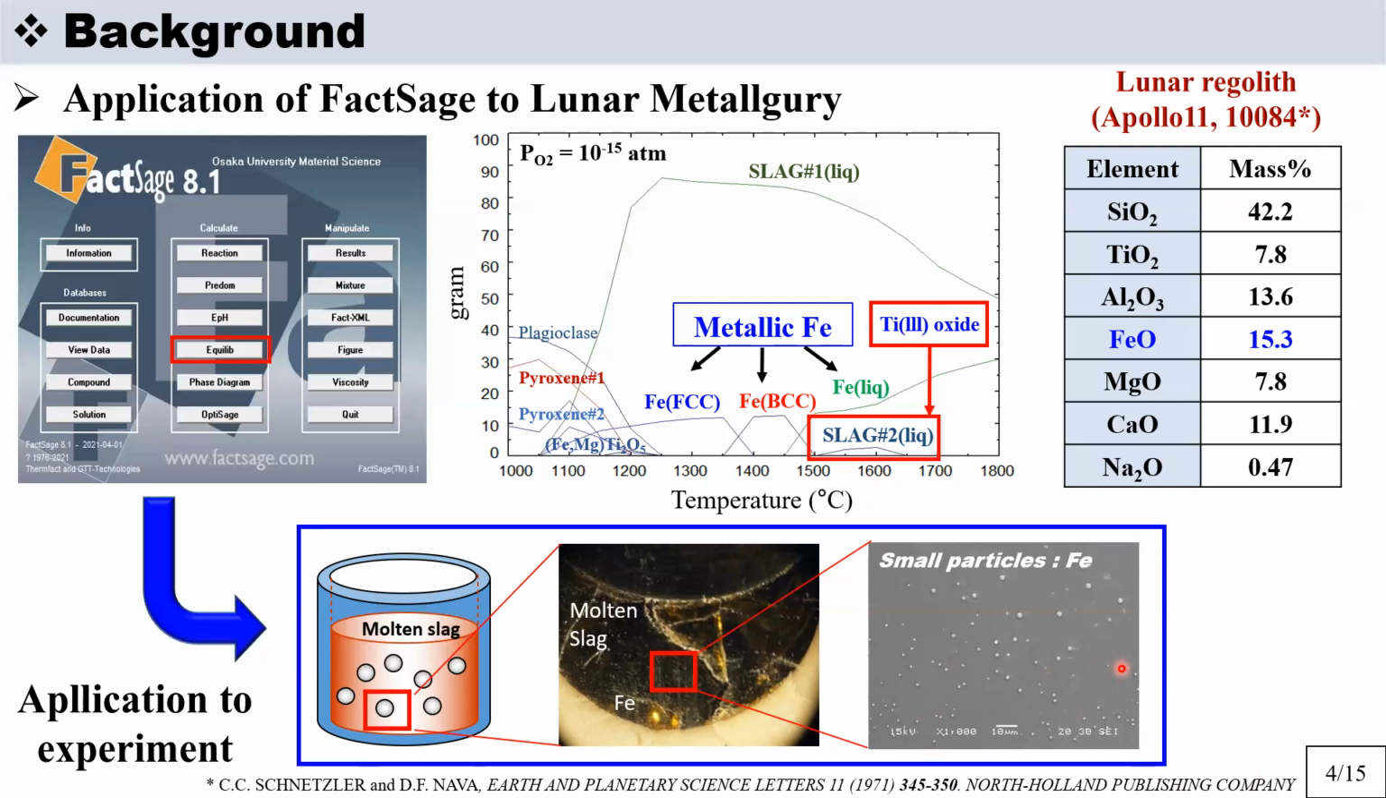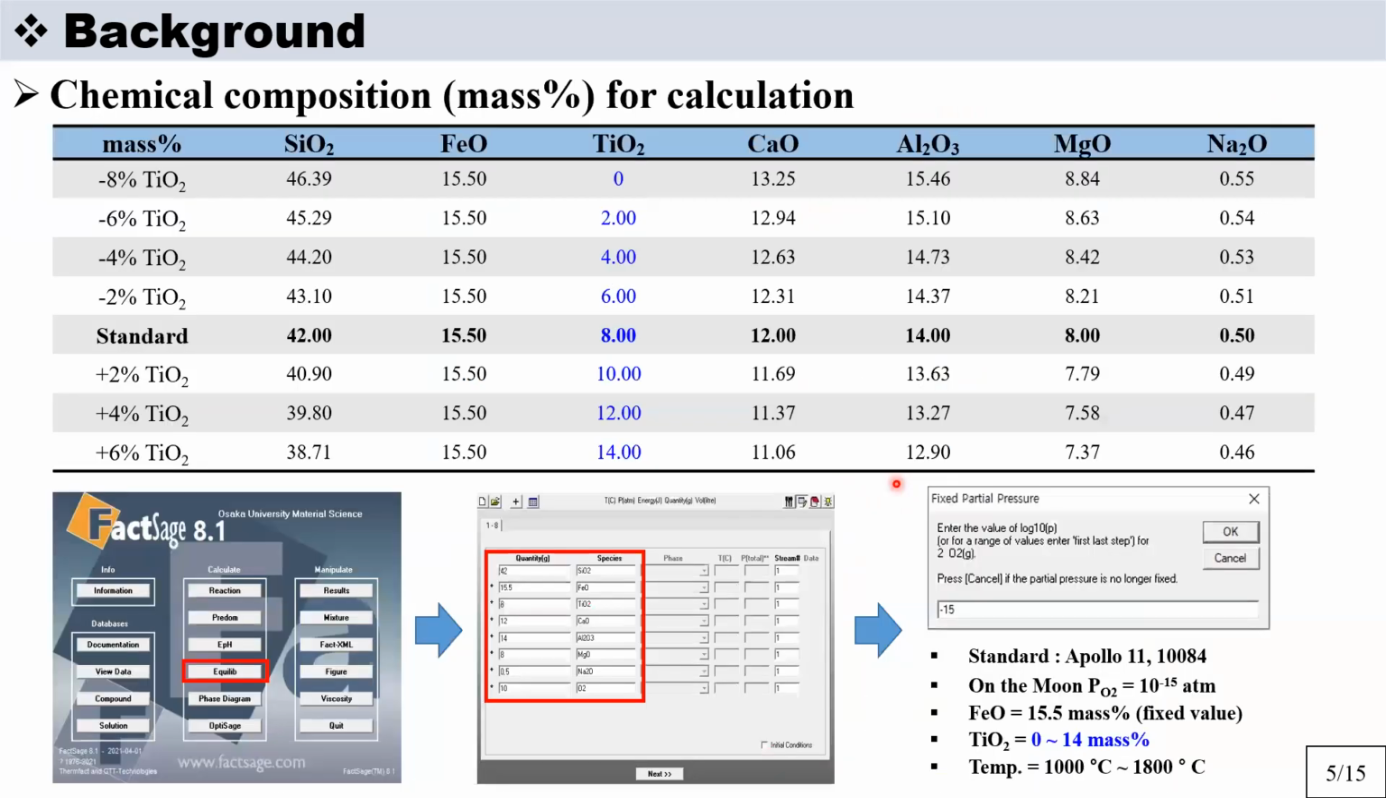Therefore, we conducted a FactSage calculation to obtain various information of molten slag. In addition, as shown in this figure, there are two slag phases at this temperature, slag 1 and slag 2. As shown in the previous slide, there are two slag phases, slag 1 and slag 2, at high temperature.